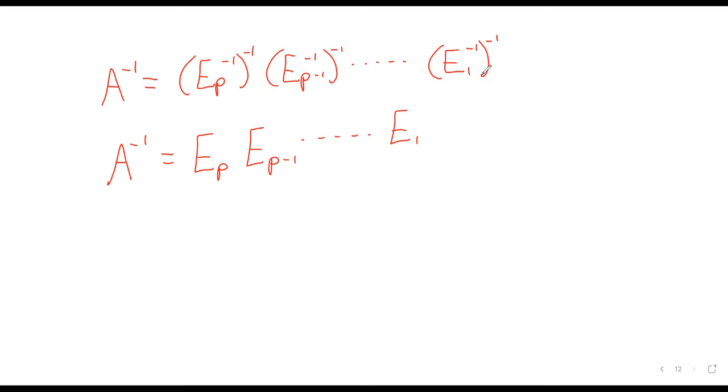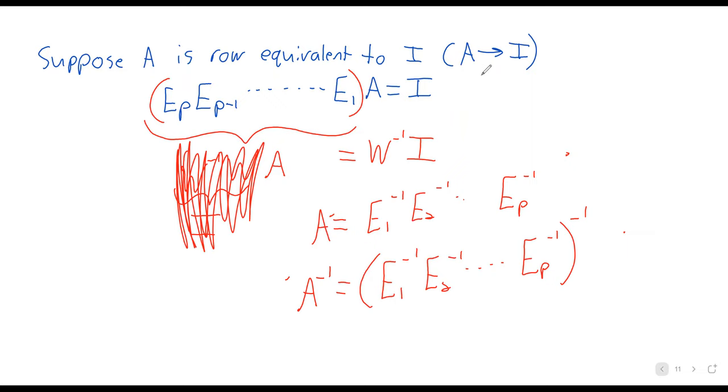Because multiplying by I doesn't do anything, I can put an I there if I want. And now I'm saying, because remember, multiplying on the left by elementary matrices performs row operations, that to get A inverse, I should start with the identity matrix and perform a bunch of row operations on it. And these row operations I'm performing are the same row operations I perform to turn A into I. Okay, we got there in the end.